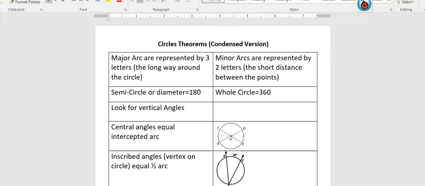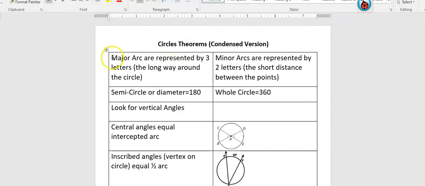Okay, so we're here on lesson 1 of our condensed version of our circles unit. And remember that if you want to still do the full version, you can still do that, but because of school closures, this is the condensed version. And so today we're going through just a few of the basics of central angles.